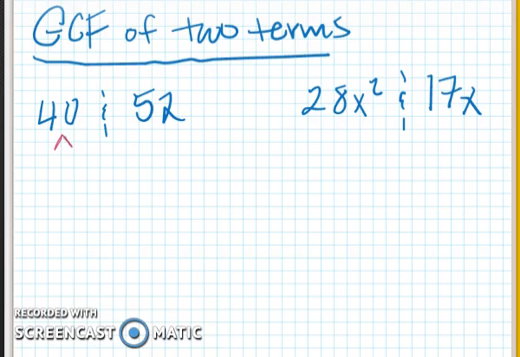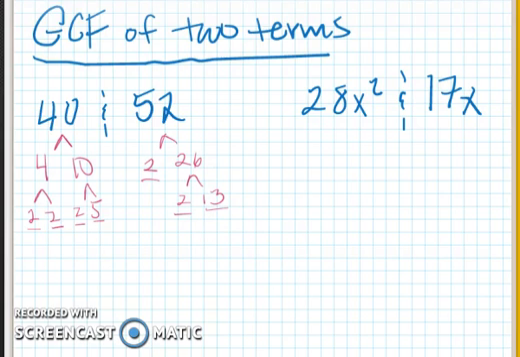I'm going to use my factors. 4 times 10, this is 2 times 2, and this is 2 times 5. So I'm actually doing prime factorization again. Over here I'm going to break this down, 2, and that's going to be 26, 2 and 13, and those are my prime factors.